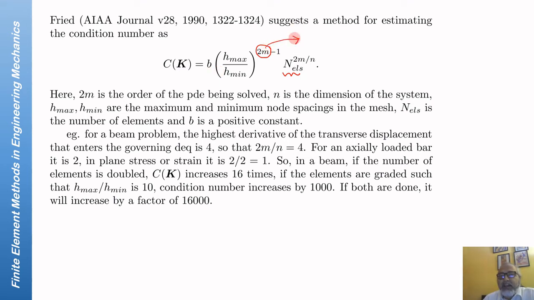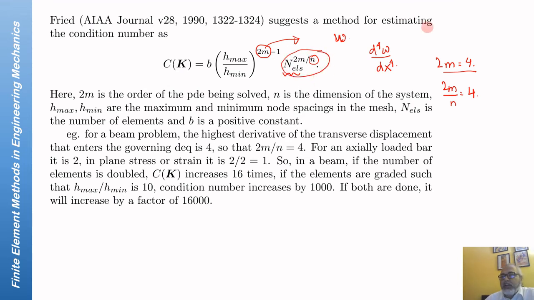Here this 2m is the highest derivative in the governing differential equation. So if, for example, displacements are what you are solving for, then in a beam problem, this displacement that you solve for is the vertical displacement W of the beam, and your governing differential equation contains del 4 W by del x 4 in a 1D beam problem, in which case 2m is equal to 4. Then n is the dimension of the system. So in case of a beam, it's a 1D system, so 2m by n is equal to 4. So for a beam, if you increase the number of elements, say 2 times, then your condition number will increase 16 times. So that's what this term tells you.